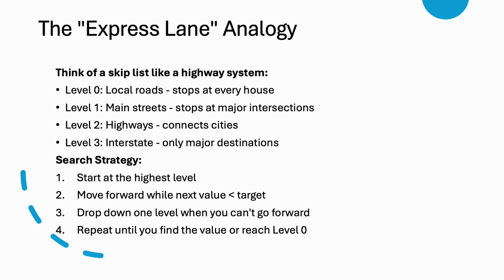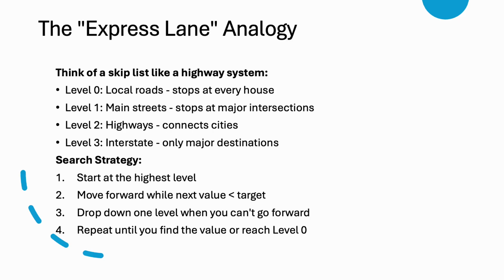Like we have the subway here in Poland, you only stop at the major intersections, skipping over some nodes. Level 2 is the highway, connecting cities, skipping even more nodes. And level 3 is the interstate, like the I-90 we have, only stopping at the major destinations. That's how we divide our different levels in a skip list.